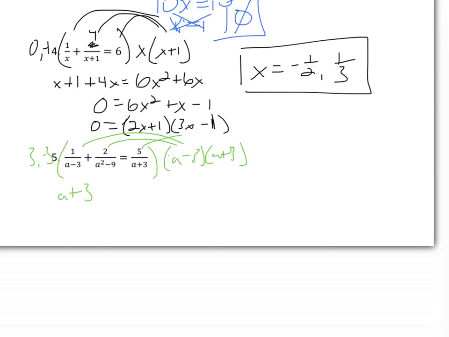When we distribute, everything cancels out in the second term, so we're left with a plus 2. In the third term, we've got a 5a minus 15. Solve everything out here. We're going to get negative 4a equals negative 20. So a equals 5. That's it.